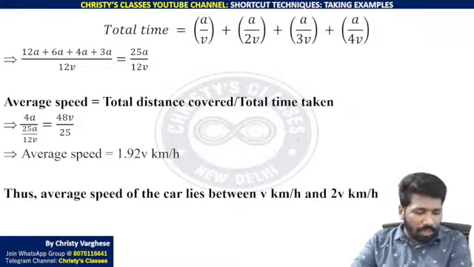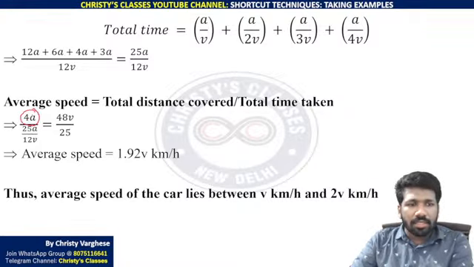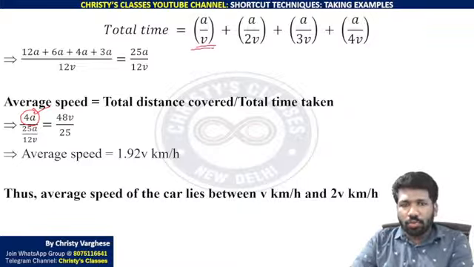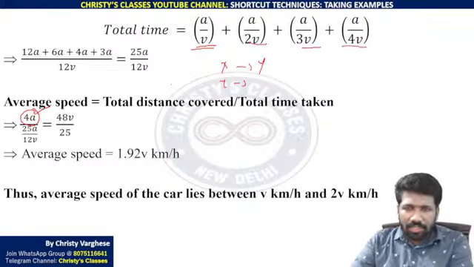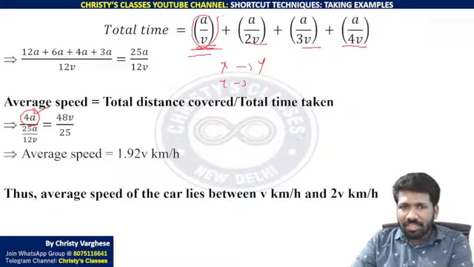Total distance will be a plus a plus a plus a, that is 4a, divided by total time. Total time will be the time taken to go from x to y first, then y to x, then x to y, then y to x. You are going to add all these things in the direct method. So the best way is to take an example instead of all this, and the division should come out equal.